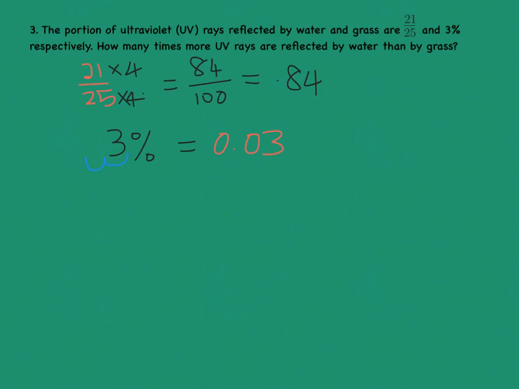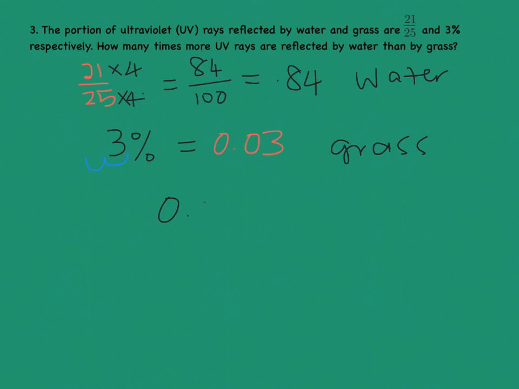0.03 as the decimal. The question asks how many times more UV rays are reflected by water than by grass. So we have to think about which operation this will be, and in this case, how many times more. It will be a division problem. So you have to take the amount of UV rays reflected by water divided by grass.